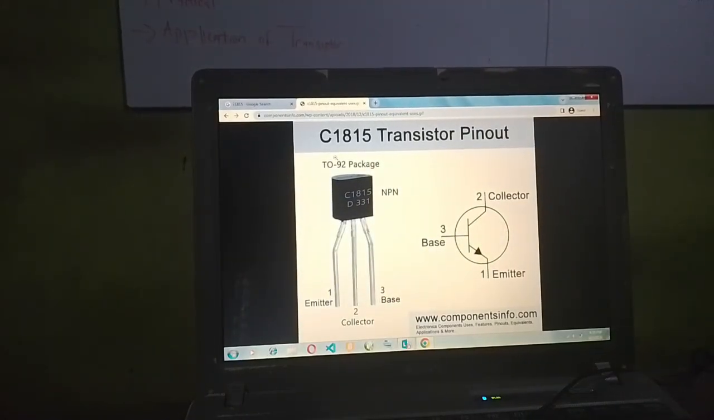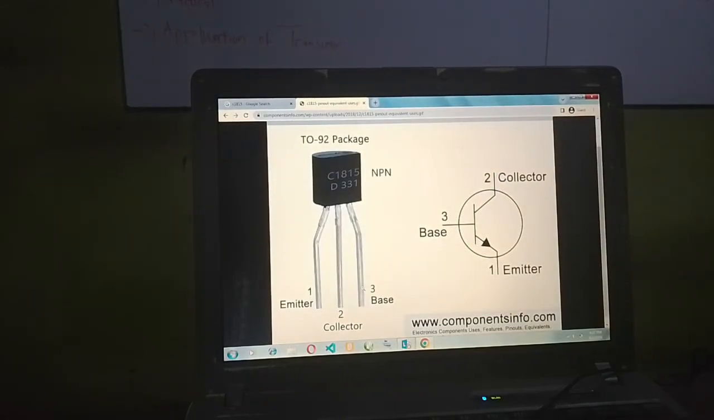Now as you can see, when I look at the C1815, based on what I said on the board, pin 1 is the emitter, pin 2 is the collector, and pin 3 is the base. And look at the symbol of the NPN transistor. It is an NPN transistor. Now can you see? Pin 1 emitter, pin 2 collector, and pin 3 base.